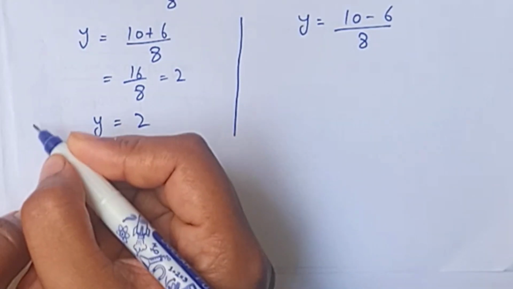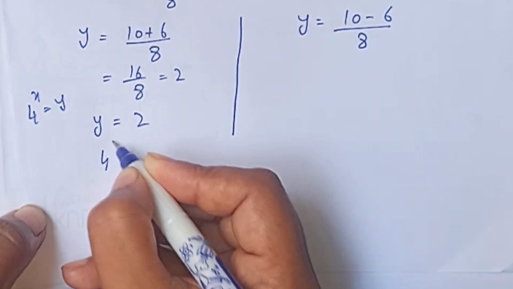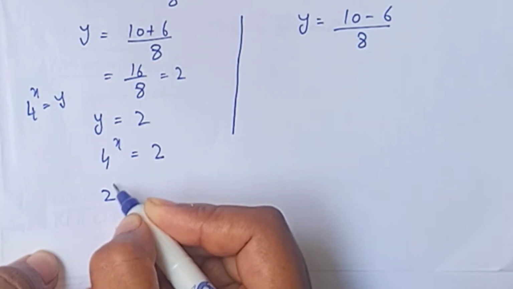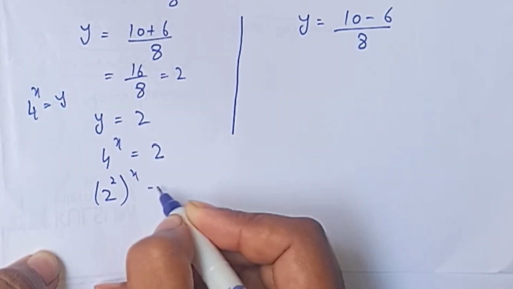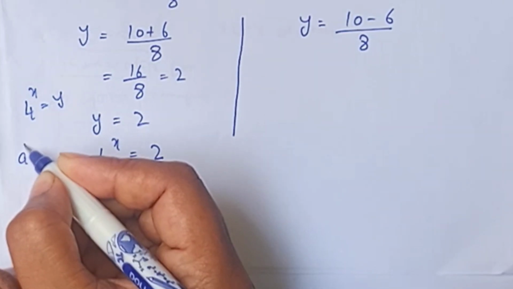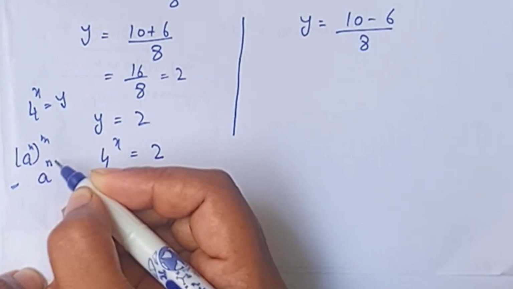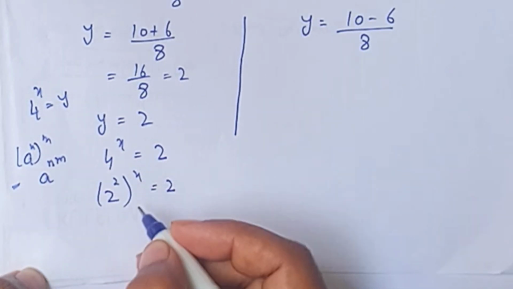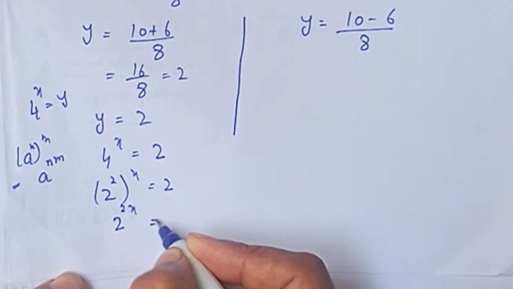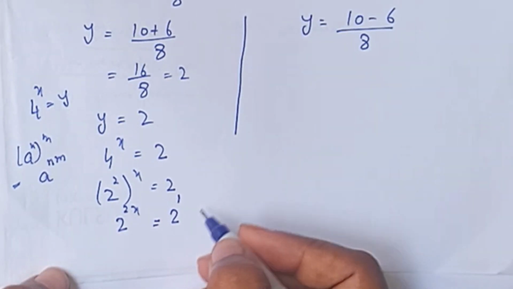And we let 4^x equal y. So 4^x is equal to 2. Now we write this 4 as 2², with power x, equal to 2. Here we use the identity (a^n)^m is equal to a raised to the product of n and m. Using this identity, this will become 2^(2x) equal to 2. We write this 2 as 2^1.